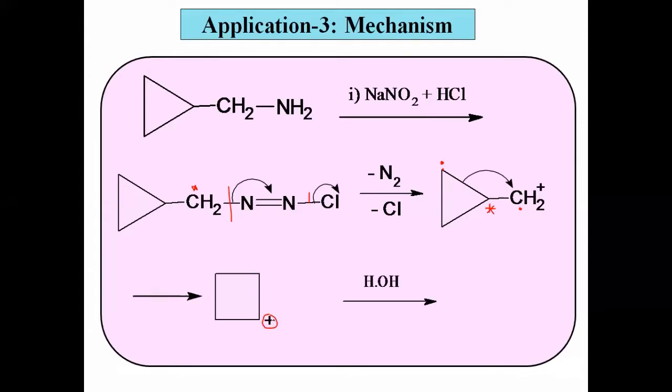Now we are carrying out hydrolysis, and therefore the nucleophile OH minus directly attacks the positively charged carbon, and we get cyclobutanol. This is the formation of cyclobutanol. We have studied the mechanism of this particular reaction, and here also there is a carbocation. The intermediate carbocation undergoes rearrangement, so it is also an example of the Wagner-Meerwein rearrangement reaction.